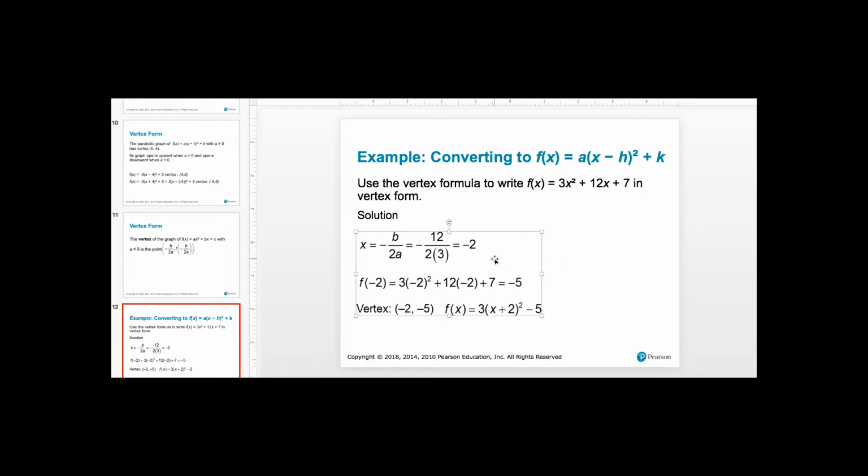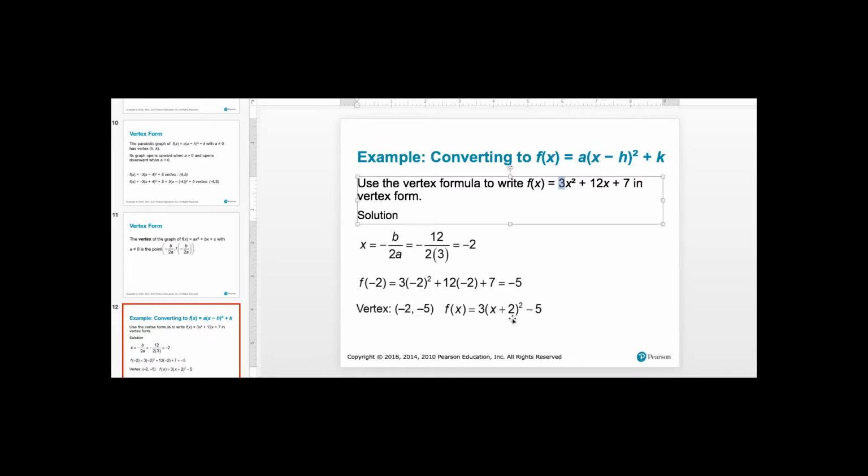And so the vertex is at -2, -5. And so that's the case for this quadratic. And then if we want to use that to put it in vertex form, then keep in mind, all we have to do is take the values that we have and plug them into that form. Again, note that 3 is still a, so that's why this is still 3 here.